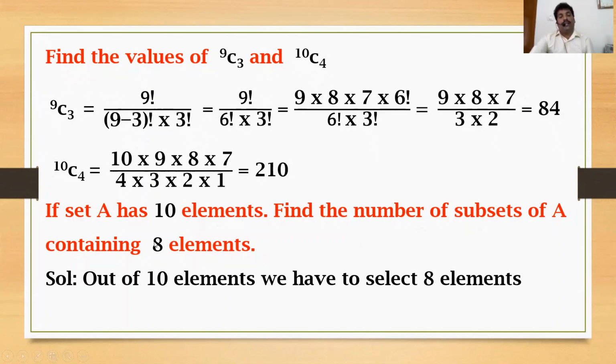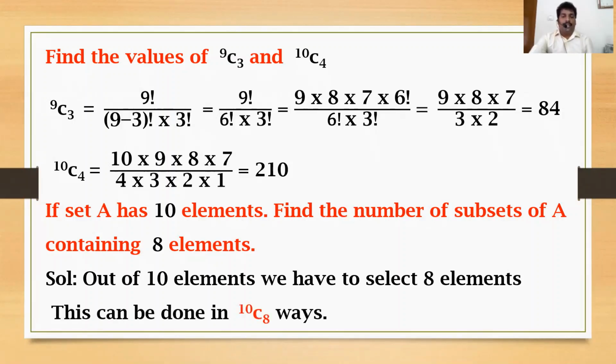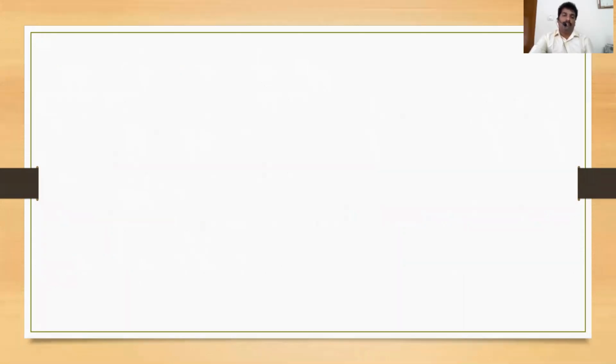Sometimes the question will be asked like this: at least 8 elements. At least 8 elements means the set containing 8 elements or 9 elements or 10 elements, so all 3 cases you have to write. Here exactly 8 elements are given. That's why it is directly 10C8 ways.